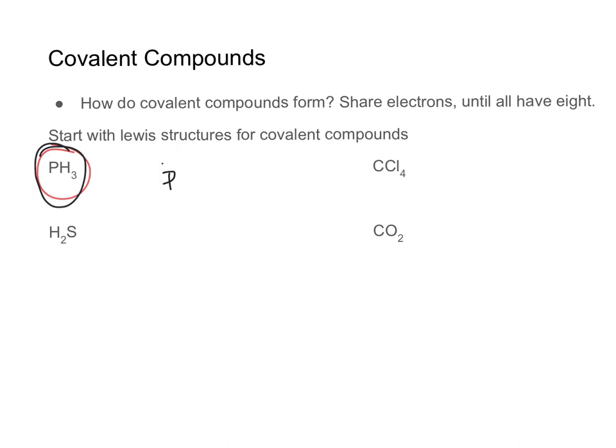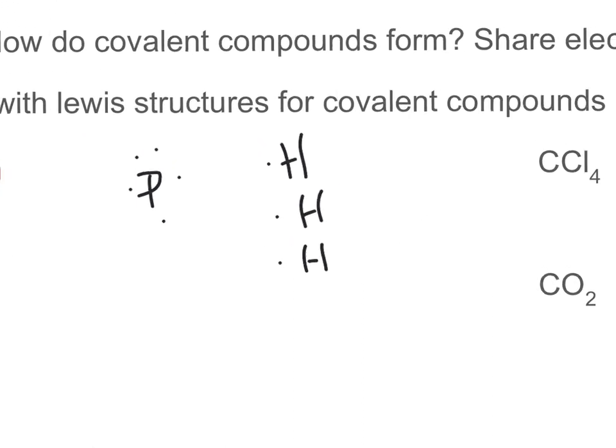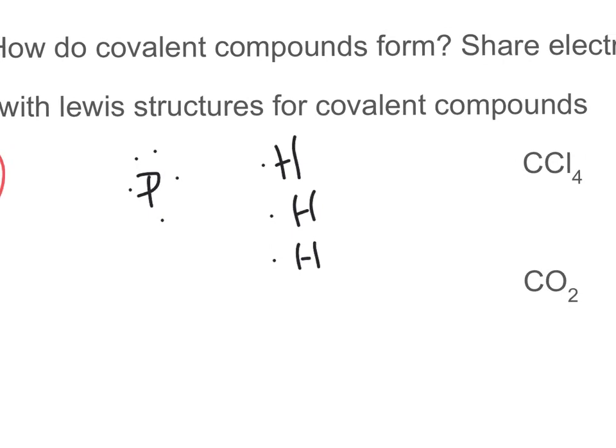My phosphorus has 1, 2, 3, 4, 5 electrons. My hydrogens have one valence electron apiece, and I drew them off to the left side. It doesn't really matter where I drew them because I know there's one. I just want them facing this phosphorus. Now, you can see that my phosphorus has 5 and is going to try to gain 3 electrons.